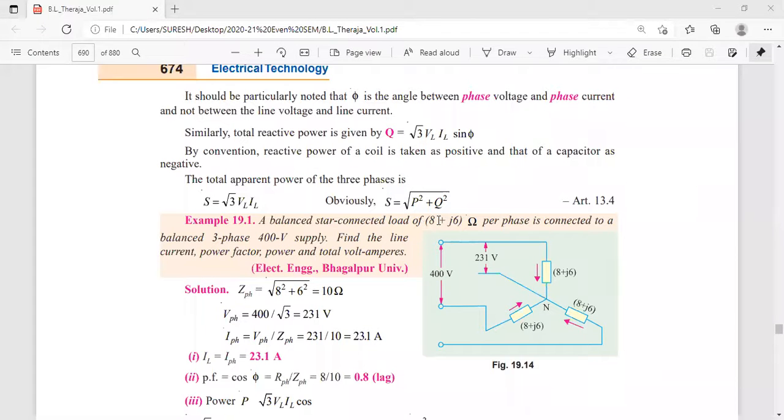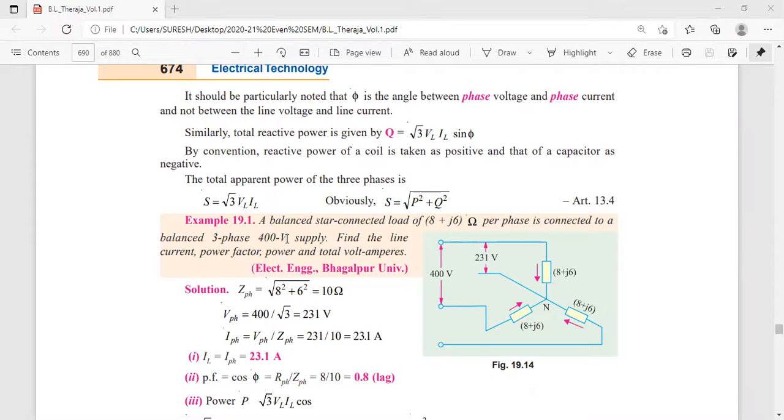So in this problem, they have given Z phase. Z phase is equal to R plus j XL. They have given R value 8 ohms. What is XL value? 6 ohms.